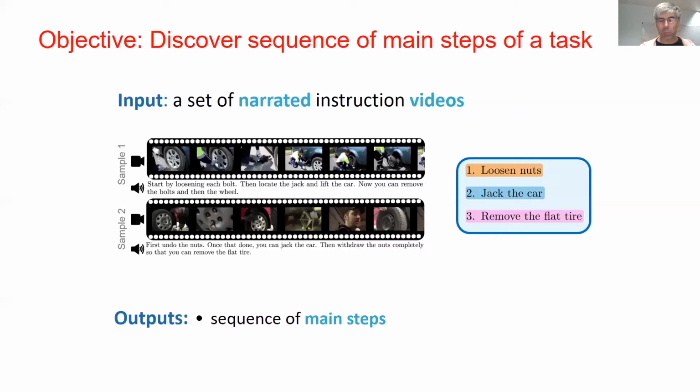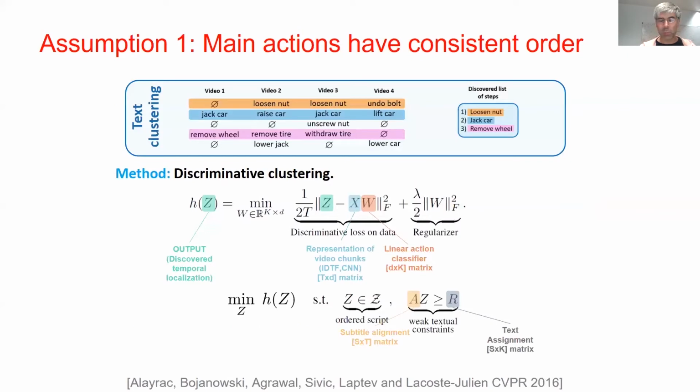So what can we do with this data? One problem which we tried to address a few years ago is to find out what are the key steps of a task. Given not one but many videos of changing a car tire, we would like to discover automatically what are the main steps of changing a car tire. We also would like to learn visual and linguistic representations, and we would like to temporally localize these actions in video. Okay. So the problem is not trivial.